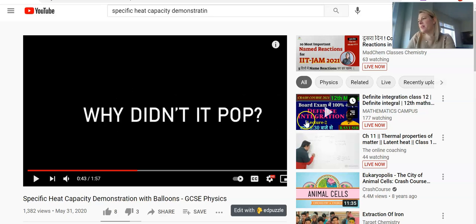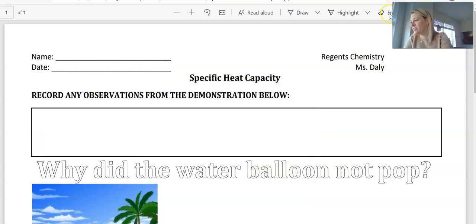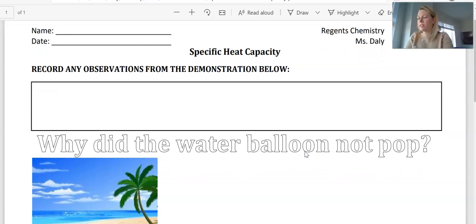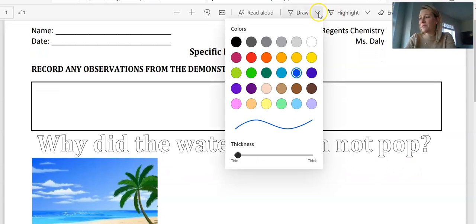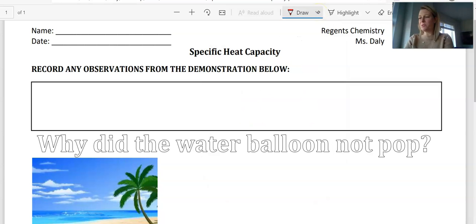All right, excellent. So today what we're going to be looking at is why did that balloon not pop? So let me go ahead and get rid of this and get to our notes sheet for today. So today we're going to be focusing on what is called specific heat capacity. I do want to take a moment and just record those observations that we saw so that you do remember those if you ever go back and reread these notes.